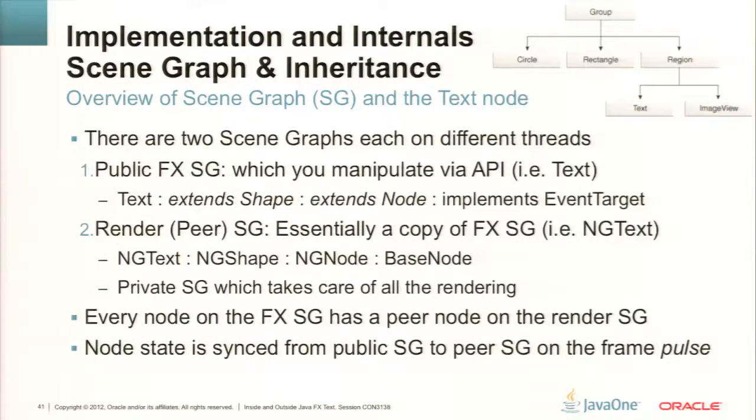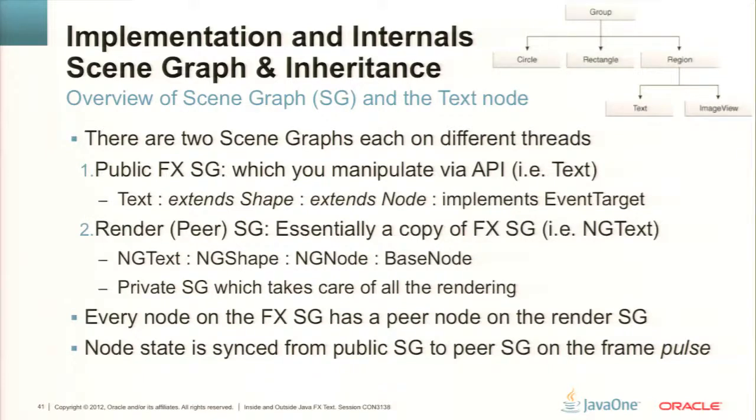So I'm going to delve into the details of rendering and see the internals, but might as well start at the top, which is basically the SceneGraph. This is a node, it belongs on a SceneGraph. I'm sure everybody knows that, not that exciting, but be aware that there are actually two SceneGraphs. There's your public FX SceneGraph and what I call the render SceneGraph, which handles the rendering. These are on two different threads. That way they can do their work simultaneously, and they are synced up basically on the frame pulse.